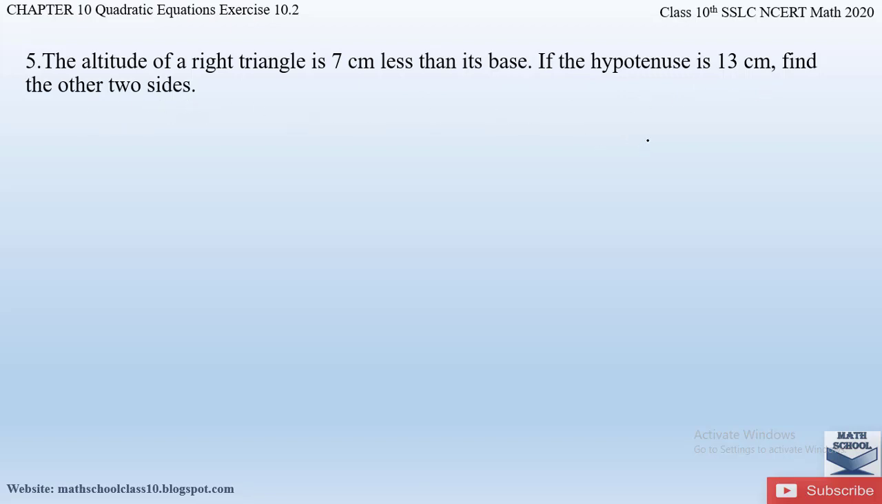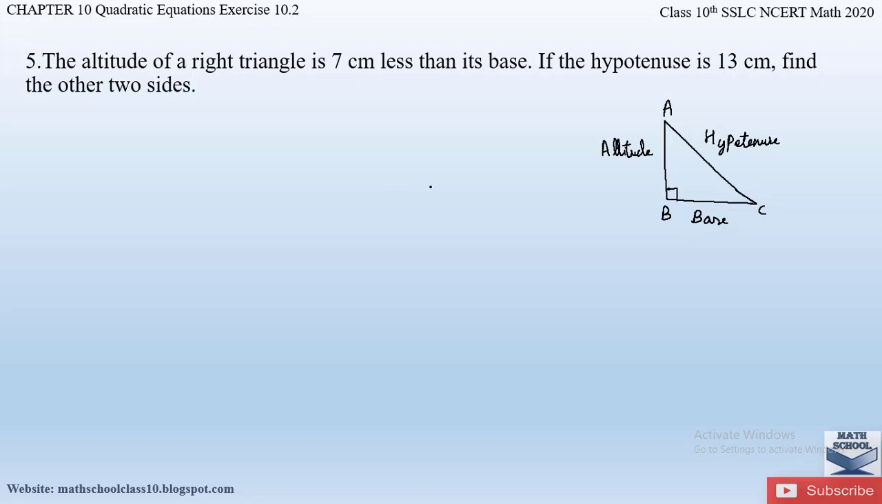So first of all, let us draw a right angle triangle. This is the hypotenuse, this is the base, and this is the altitude of the right angle triangle. Let this ABC be the right angle triangle. These are the three sides of the right angle triangle.